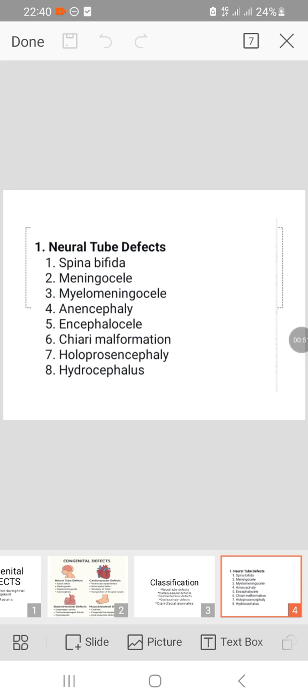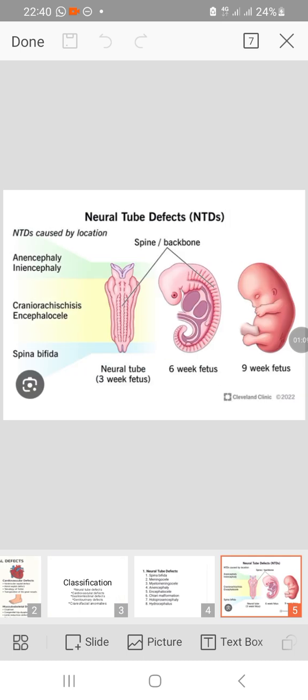So we have spina bifida, meningocele, myelomeningocele, encephalocele, Chiari malformation, holoprosencephaly, and hydrocephalus. Firstly, neural tube defects occur due to the failure of the closure of the neural tube.